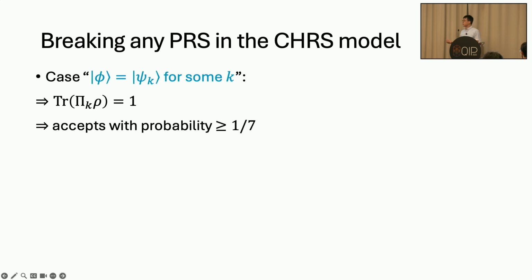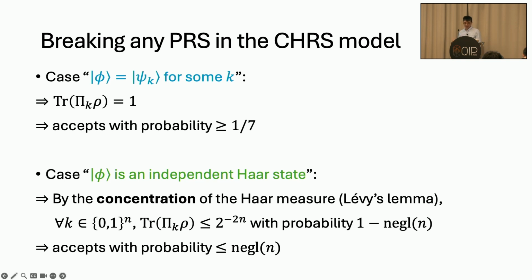So let's see why this works. If the challenge state equals psi k for some k, then all the swap tests will succeed. So our distinguisher will accept with probability at least 1/7. And in the other case, by the concentration of the Haar measure, we can show the following event happens with overwhelming probability: that for all keys k, the trace of pi k times rho is exponentially small. So our distinguisher will accept with negligible probability. So that's how it distinguishes between the two cases.